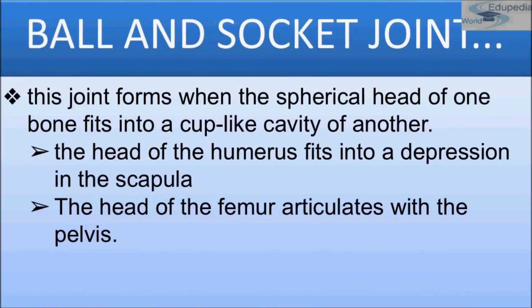Ball and socket joint, as I have told you, is a joint between the humerus and the pectoral girdle. Humerus is a bone of your arm, and pectoral girdle is your shoulder joint. This joint forms when a spherical end of one bone fits in a cup-like cavity of another. That means the head of the humerus fits into the depression in the scapula. Scapula is the shoulder bone. The head of the femur likewise articulates with the pelvis.